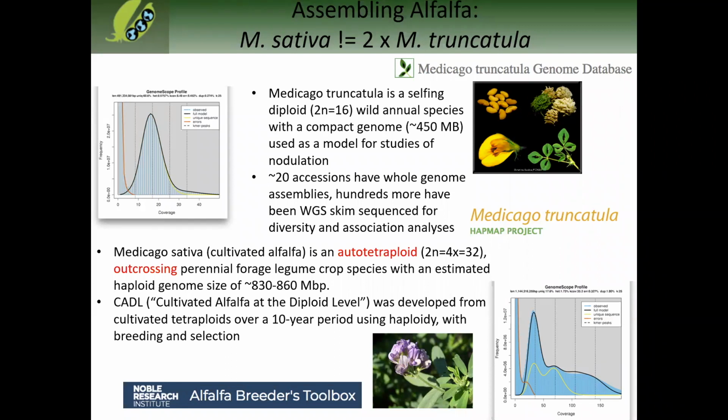This is a genome sequence project that we've been involved with for a number of years, actually more years than I care to admit, but it's been a bit difficult going, both for technical and funding reasons, I guess. But cultivated alfalfa is a species that is an autotetraploid, and making life more complicated still, it's an outcrosser. So there's a lot of diversity within the genome itself.